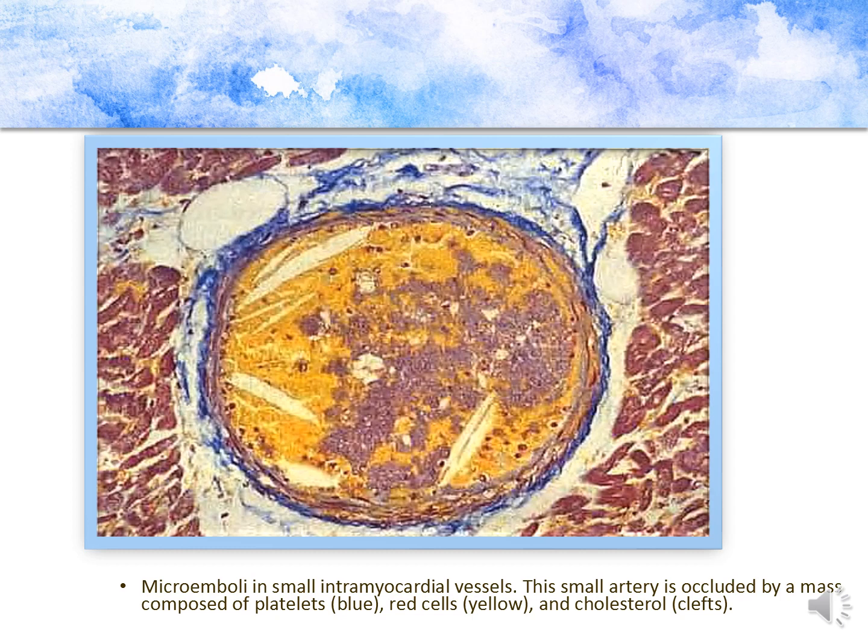Here you see the microemboli in a small intramyocardial vessel. This small artery is occluded by a mass composed of platelets, which looks bluish, red cells, yellowish, and cholesterol, like clefts.